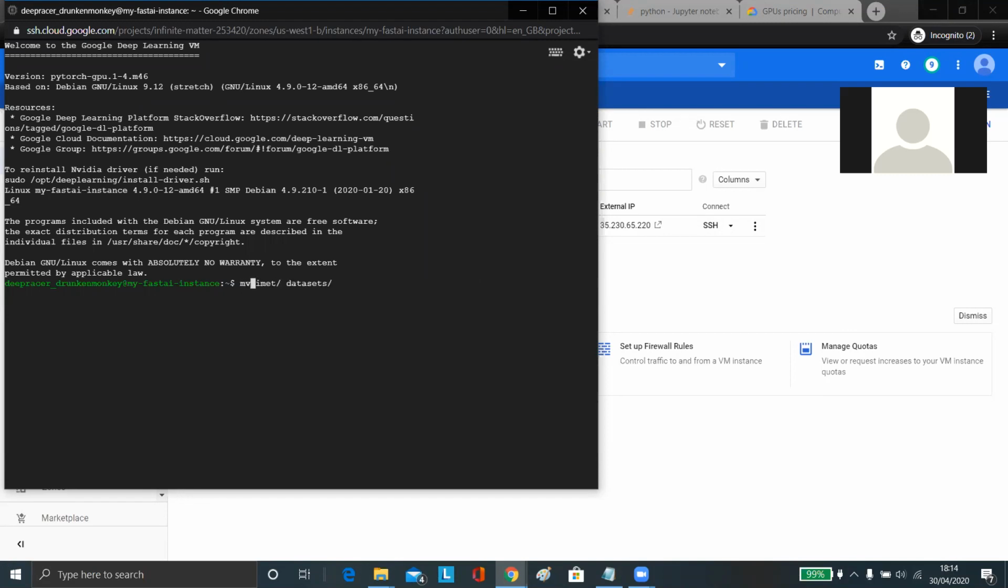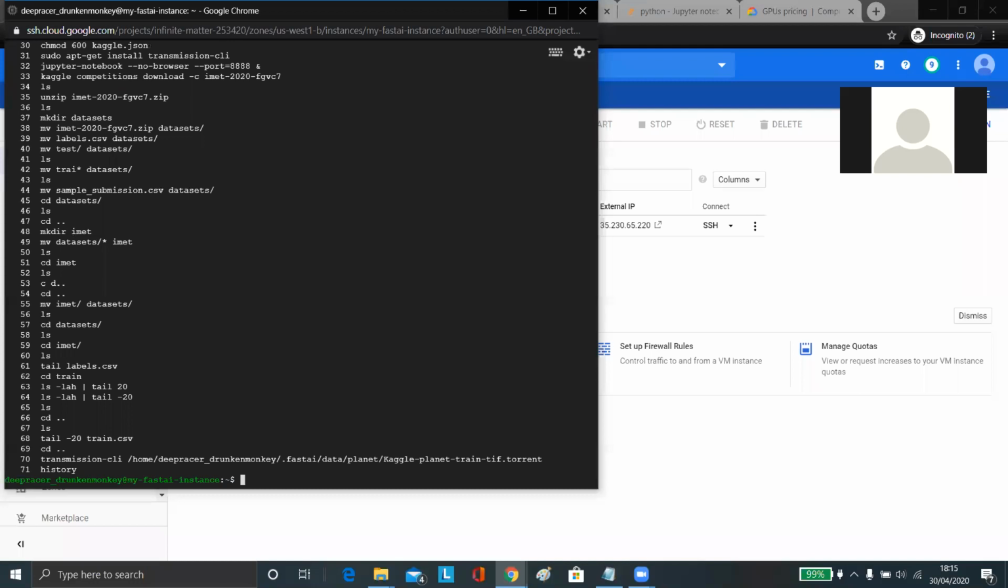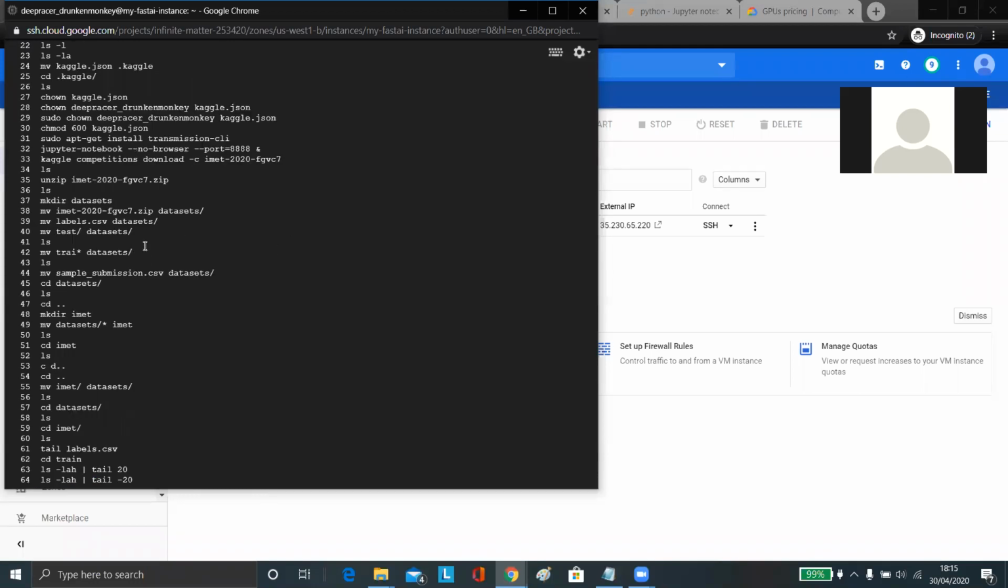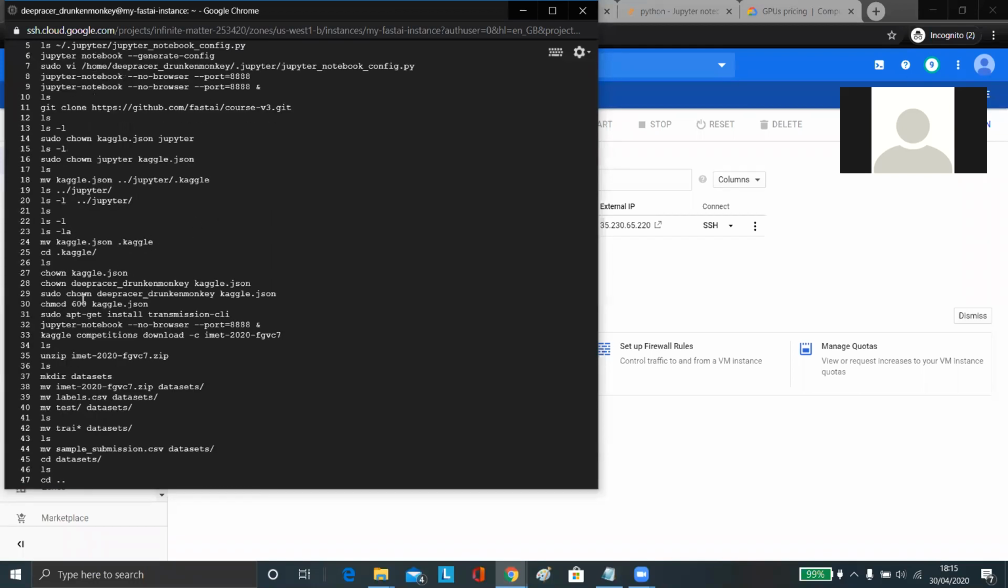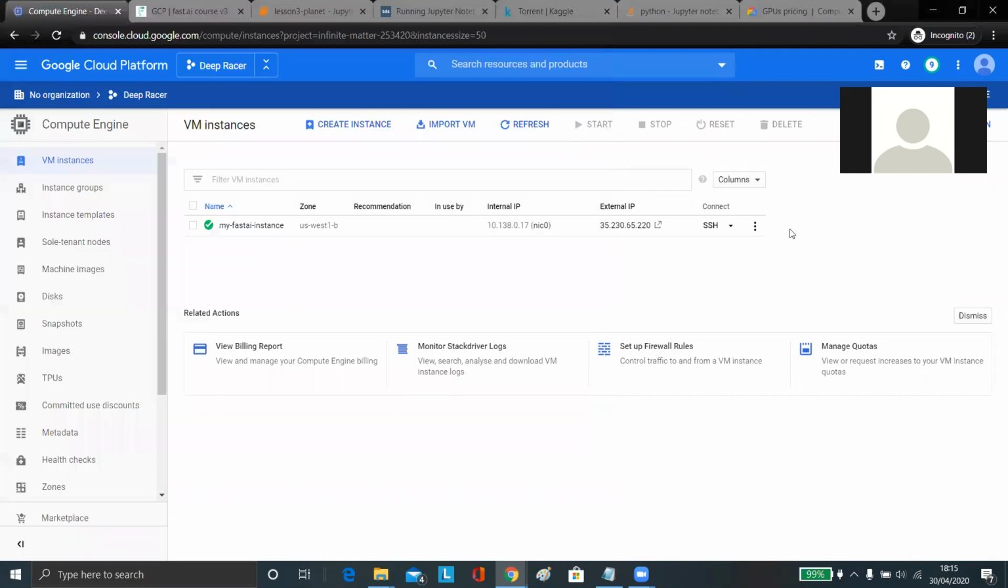If we jump up through the history, I should have the command to start. Actually, this might be worth mentioning. If we type in history, you'll be able to see some of the stuff that I was doing to make this work. If you're not familiar with the Kaggle API, you get a JSON file. I'll jump back to Kaggle.